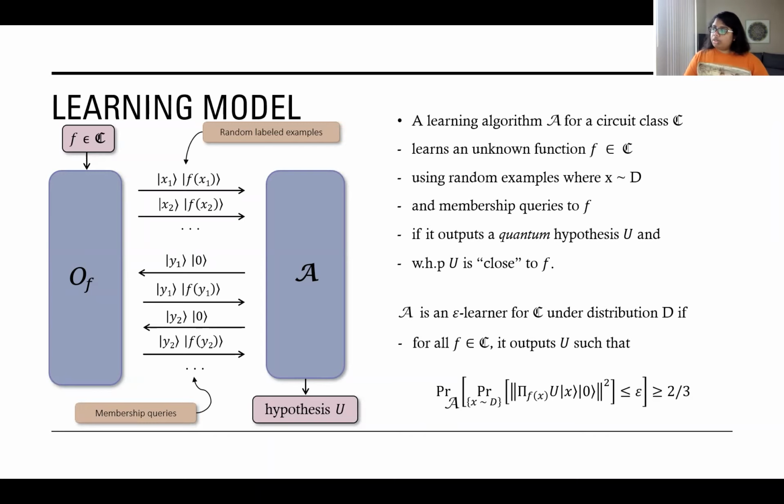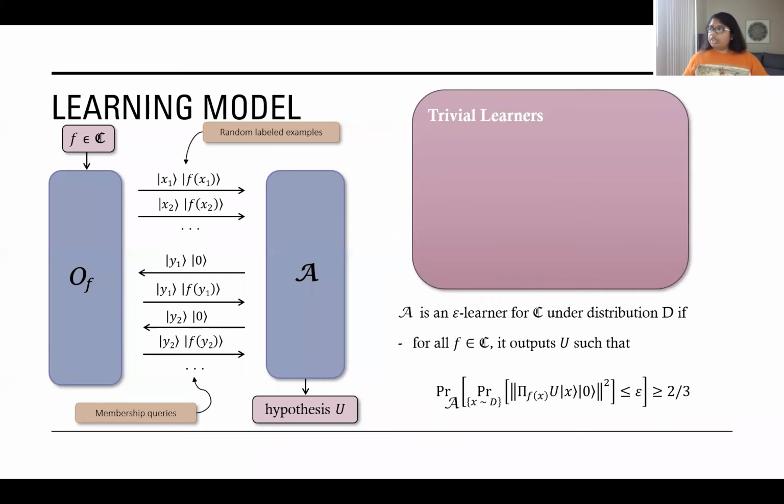Now that we have defined what it means to be a learner, we can talk about when they are trivial or not trivial. So what is a trivial learner? One thing I can do is I could always query the complete truth table of f, right? Then you completely learn the function, you don't make any mistakes, but you take 2 to the n time to do this.